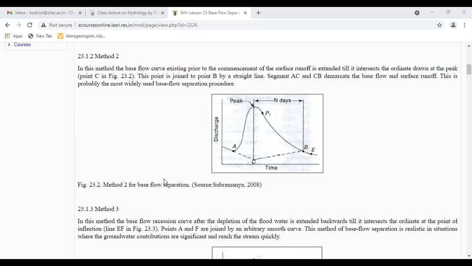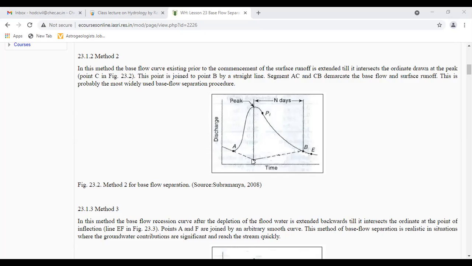Here, guys, in this method, the base flow curve existing prior to the commencement of the surface runoff is extended till it intersects the ordinate drawn at the peak point C in the figure, and this point is joined to point B by a straight line. So segment AC and CB here.